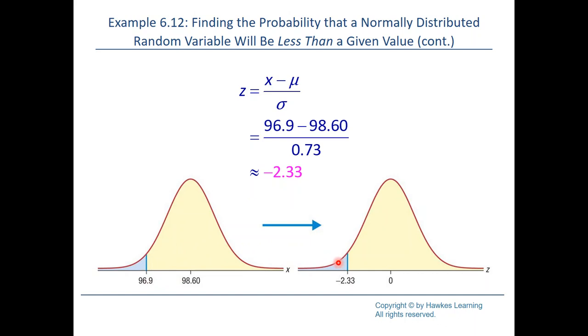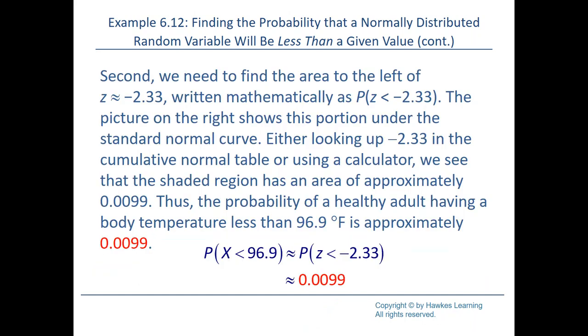And you'll notice I've shaded the area that is less than it, because that's the area that I'm looking for, my probability. That's basically what we're looking for. So we basically need to find the area to the left of that negative 2.33, that z value, which can also be written mathematically as P(z < -2.33).